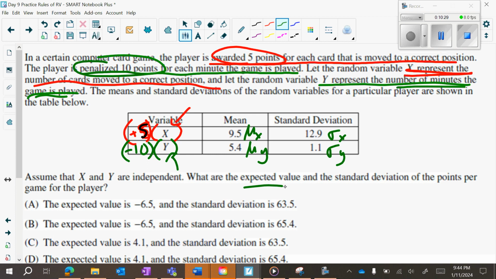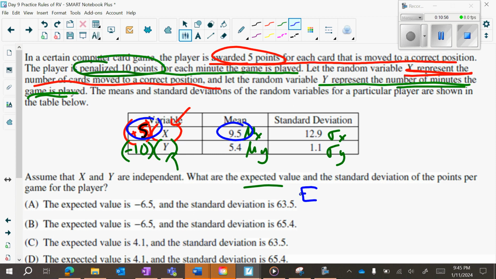Let's start with expected value because it's easy. Remember, expected value means the mean. And remember, we would multiply, and add. So we would multiply whatever the weighted x value is by its weighted probability, and then we would add to get the expected value in general. So in this case, we have to take our mean. We can multiply it by 5.